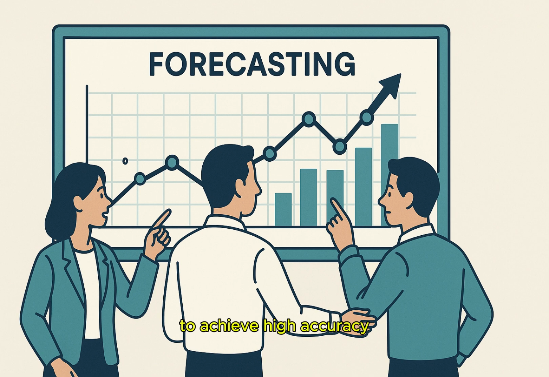To achieve high accuracy, best practices suggest combining quantitative data with qualitative insights. This means using hard numbers, but also listening to the people who interact with customers daily. Involving cross-functional teams, sales, marketing, operations, and even finance creates a more complete picture. It's also important to review forecasts on a set schedule, such as monthly or quarterly, and compare them to actual sales to measure accuracy and learn from mistakes.